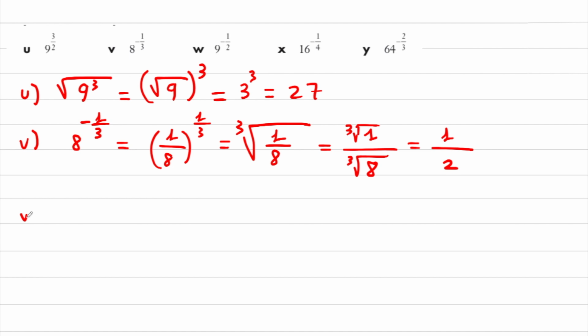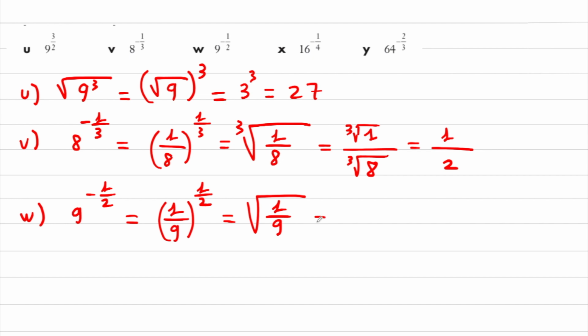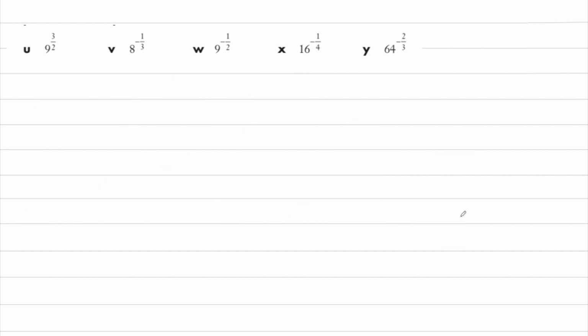Question V, we finished. Question W, you've got 9 to the power of negative 1 over 2. So for this, you've got 1 over 9, and the outside will be 1 over 2 by this writing. The square root of 1 over 9, you've got the square root of 1 divided by the square root of 9, and then you've got 1 over 3. It's quite easy, right?